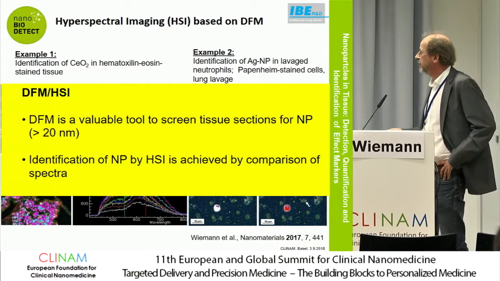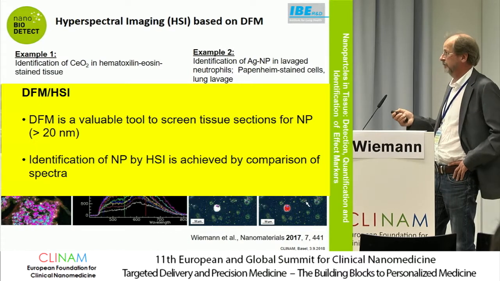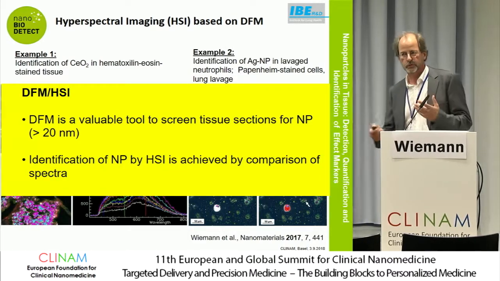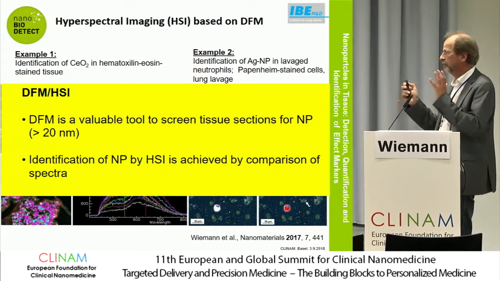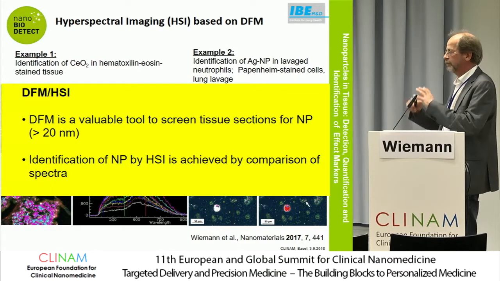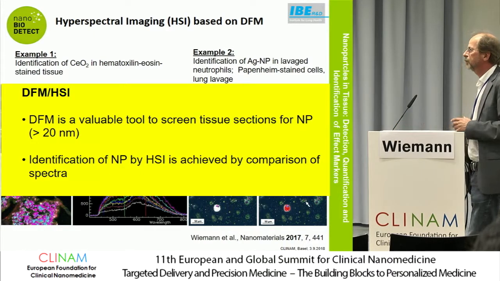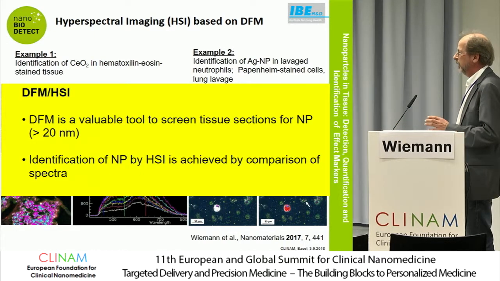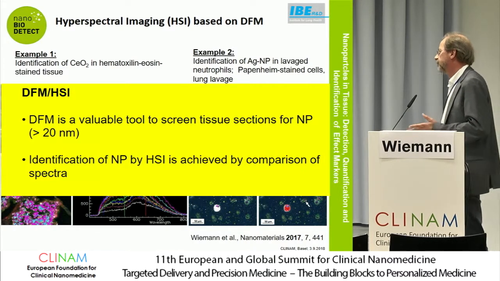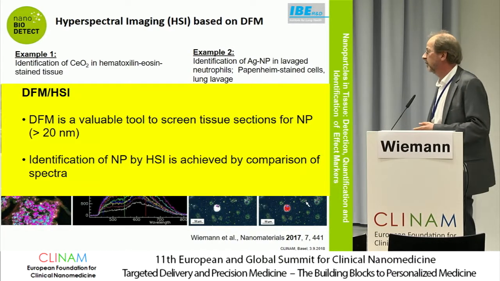biomedicine. So to sum up this part, the DFM is a valuable tool to screen tissue sections. And this is always an issue, because if you are going on to high-resolution techniques, you only have the capability to analyze very small sections. So you have to provide an overview if you are looking at a complete section. This can easily be done with a DFM, and in part also with hyperspectral microscopy, which may be used to identify these particles simply by comparing these spectra.